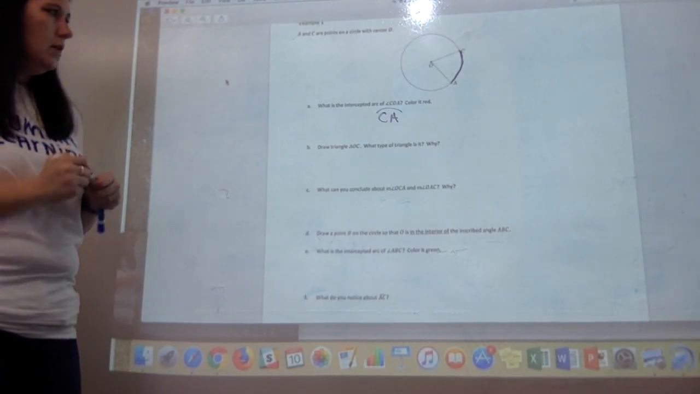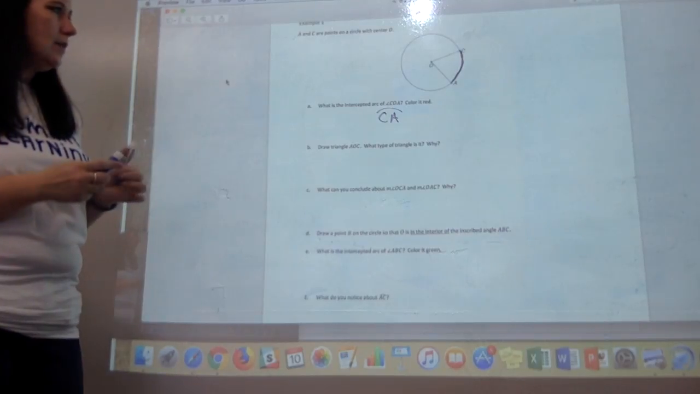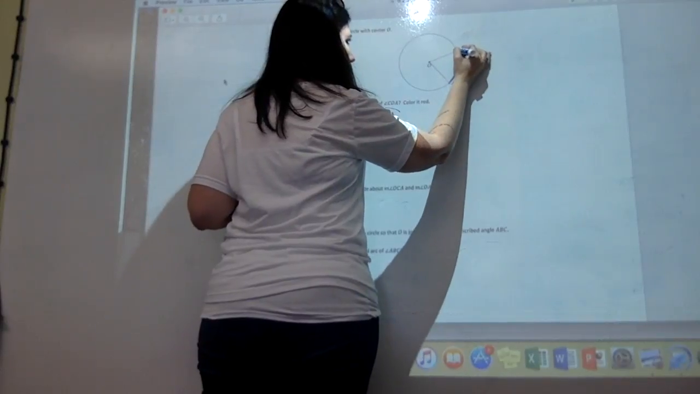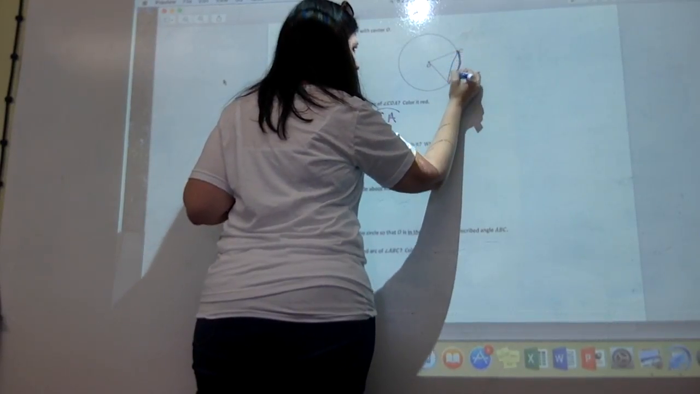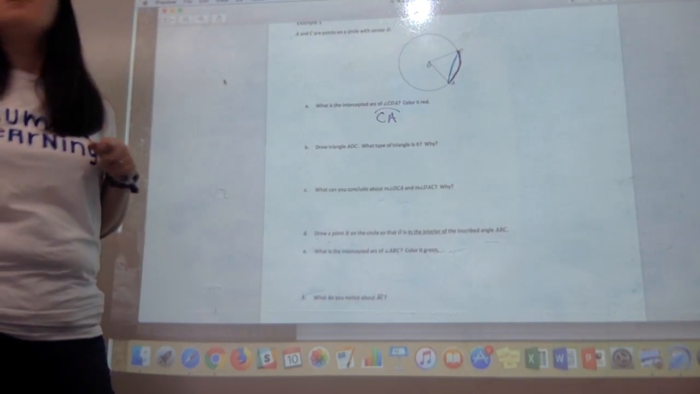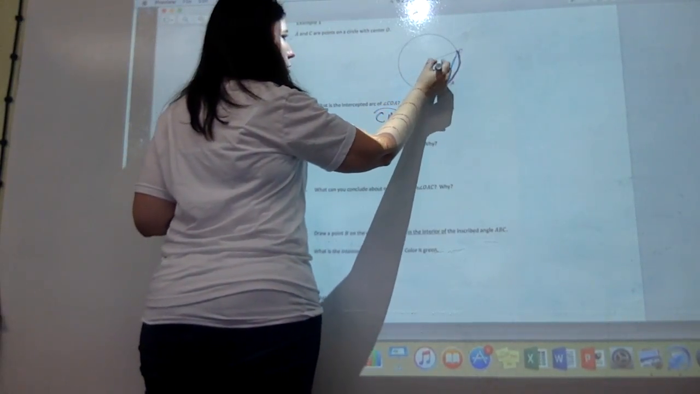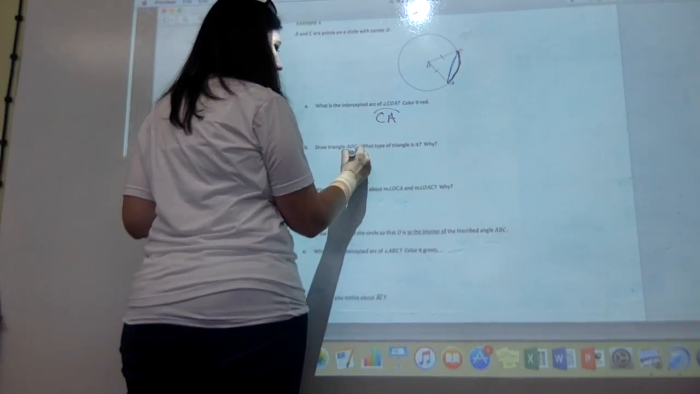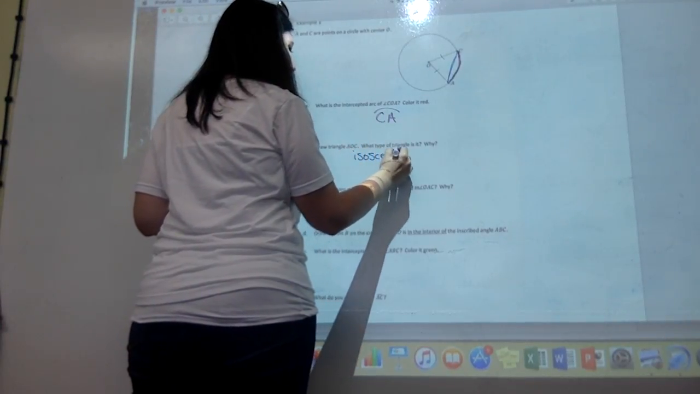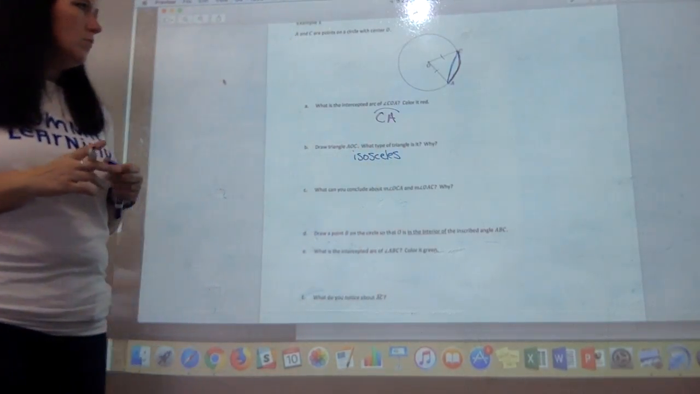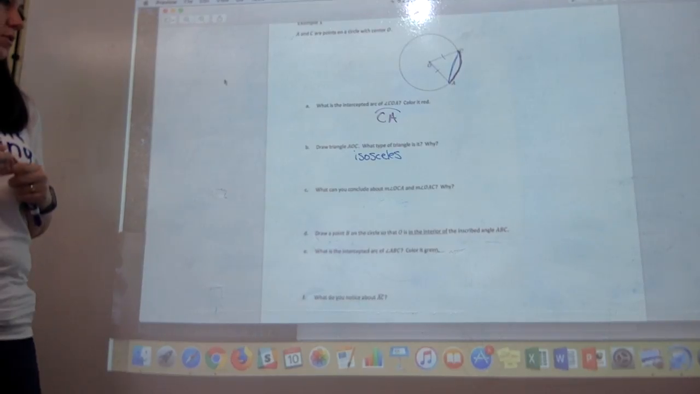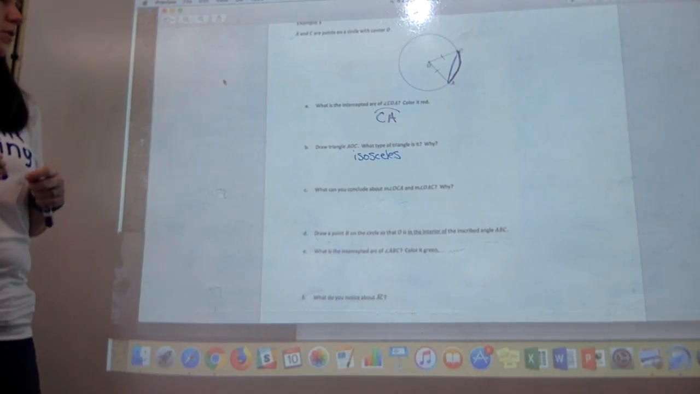If I draw a triangle AOC, so here's AOC. Now I'm going to make it into a, what kind of triangle is it? Isosceles, because AO and AC are radii, because each radius is equal.